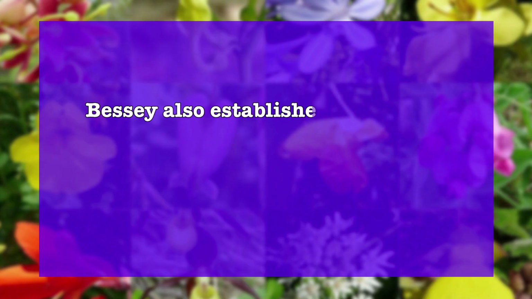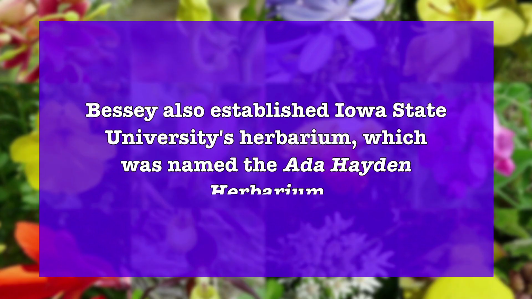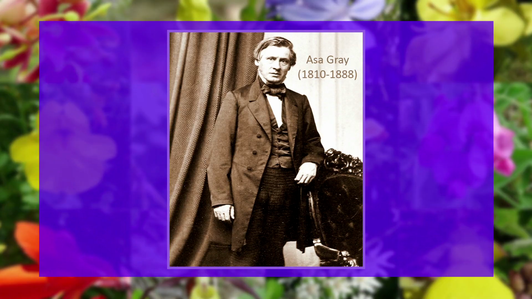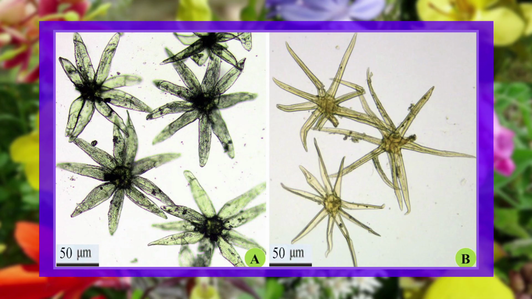He guided the Department of Botany during its formative years and created the first undergraduate botanical laboratory in the United States. Bessey also established the Iowa State University Herbarium, which was named the Ada Hayden Herbarium. In 1872, Bessey worked at Harvard in the laboratory of famous American botanist Asa Gray and became more interested in the microscopic characteristics of plants.